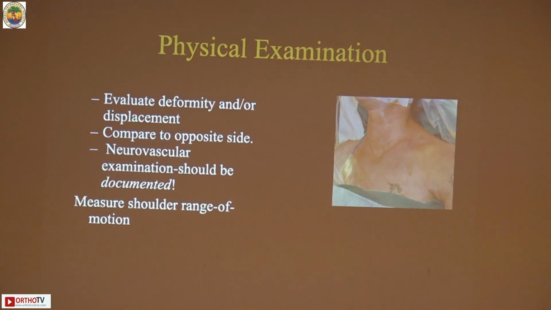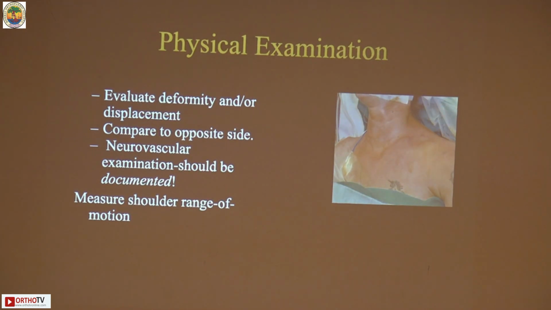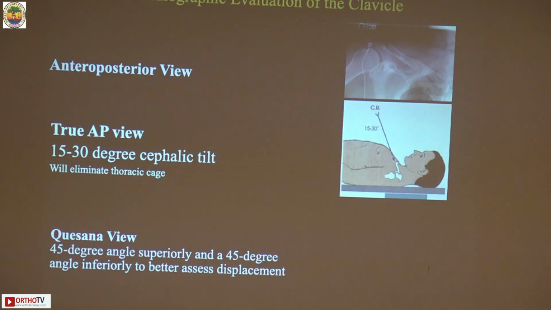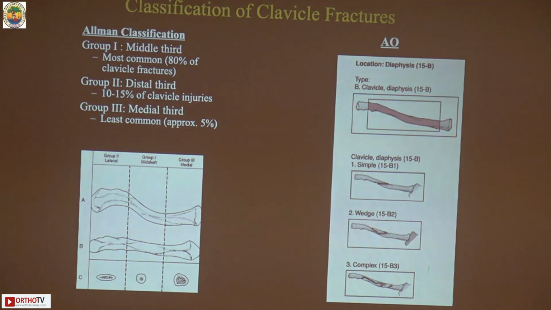Careful evaluation of the deformity. Neurovascular examination is a must. Chest auscultation and air entry are part of the examination and must be documented. For radiographic evaluation, we have various views: mainly the AP view, the true AP view with 15 to 30 degrees cephalic tilt, and for better assessment, the 45 degrees cephalic tilt known as the Zanca view. Normally the AP view and the AP view with 15 to 30 degrees of cephalic tilt are good enough.